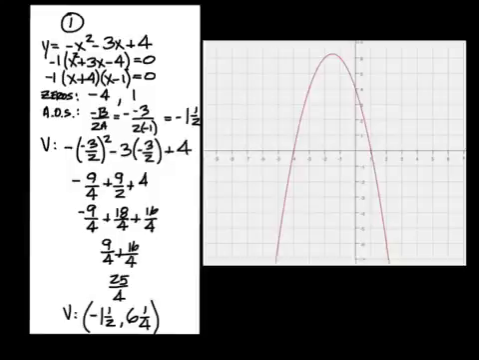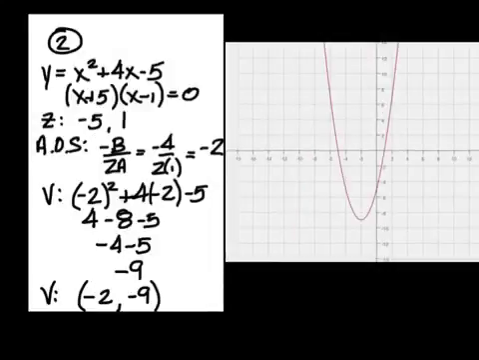So your zeros are negative 4, 1. Your axis of symmetry is negative 1.5. And your vertex is negative 1.5, 6 1/4. And there's your graph. For this one, zeros are negative 5 and 1. Axis of symmetry is negative 2. Vertex is negative 2, negative 9.